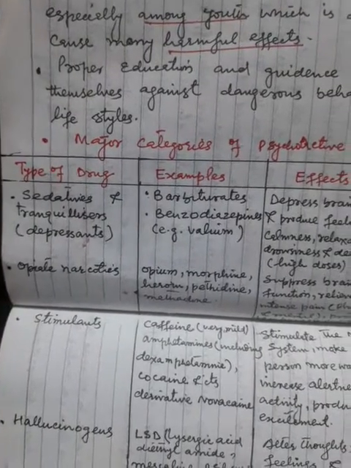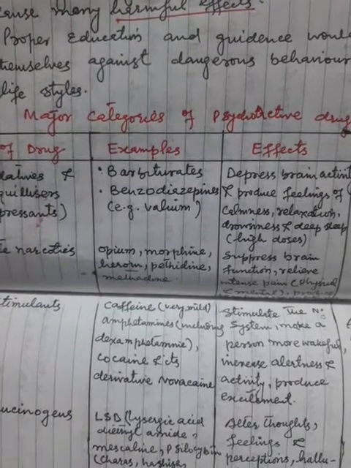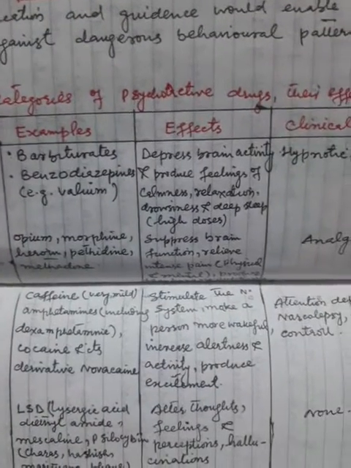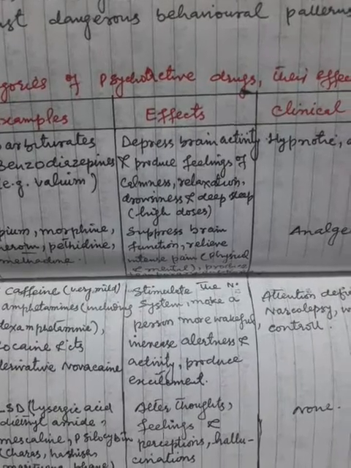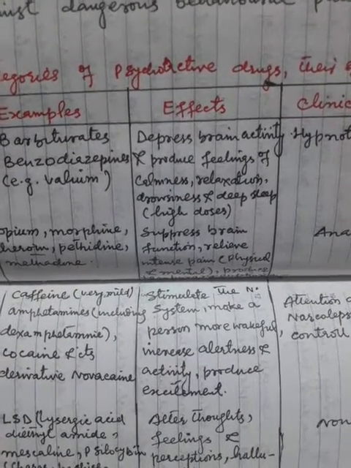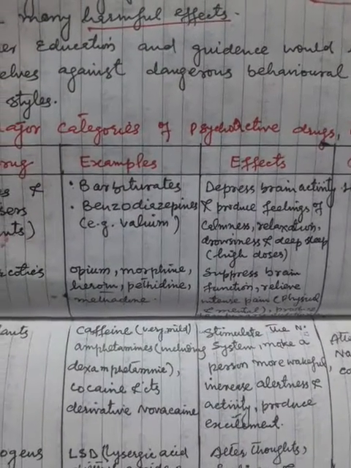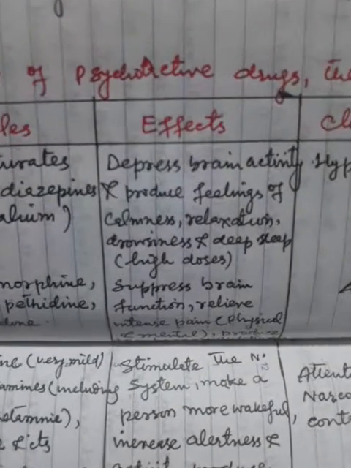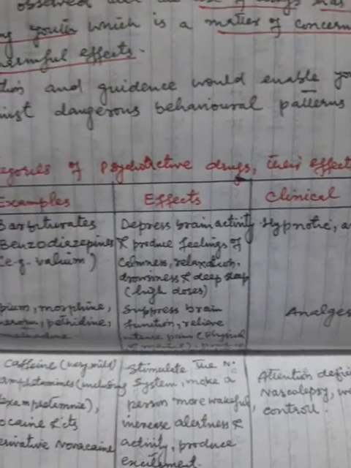Another type of drug is opiate narcotics. Examples: opium, morphine, heroin, pethidine, methadone. Effects: suppress brain function, relieve intense pain, physical and mental, produce temporary euphoria. Clinical use: as analgesic.